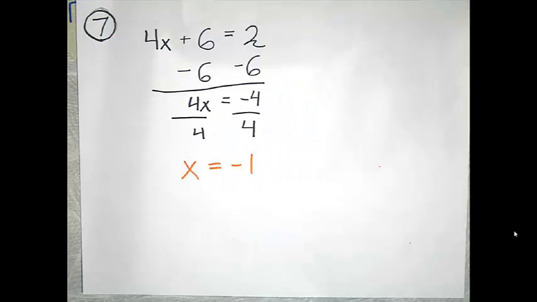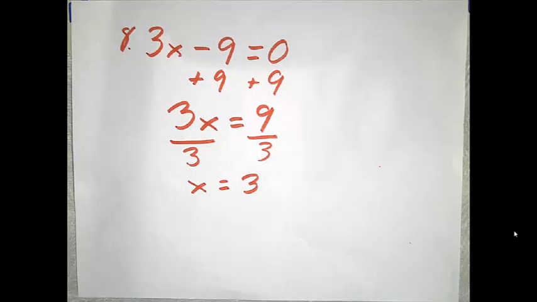This is problem number 7. 4x plus 6 equals 2. First, you subtract 6 from both sides, which will give you 4x equals negative 4. Then you divide 4 from both sides, which will give you x equal negative 1.